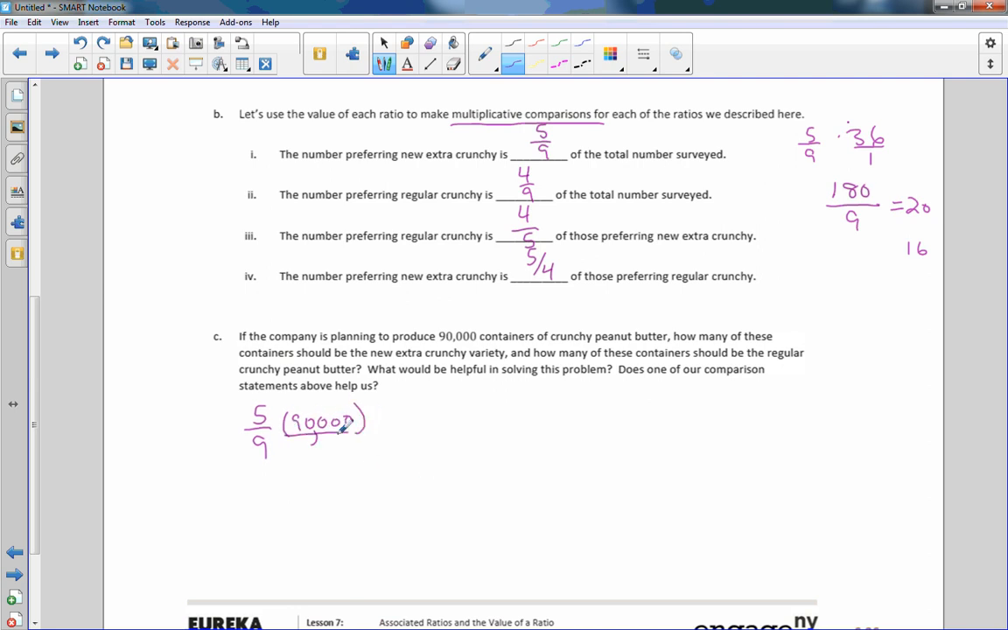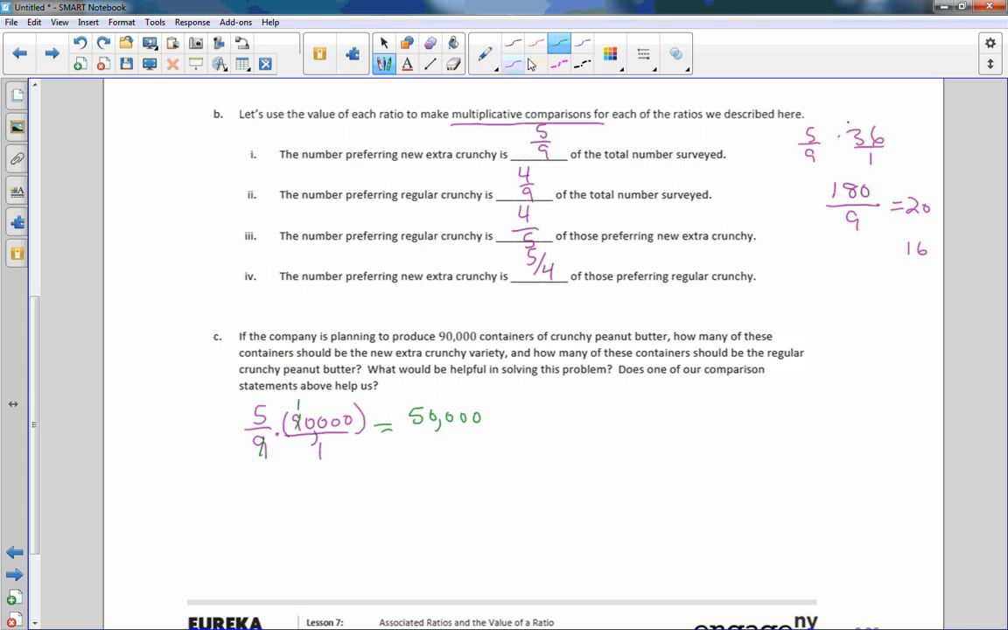Okay, if I do it this way and multiply, it's always easier to reduce first. So if I reduce this, that 9 divided by 9 is 1. So I'm going to just simply, that's going to end up 1 over 1 or just 1. So I'm getting an integer here. And 5 times 10,000 is 50,000 jars. Should be the new chunky.